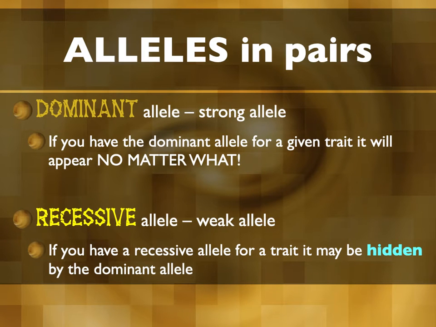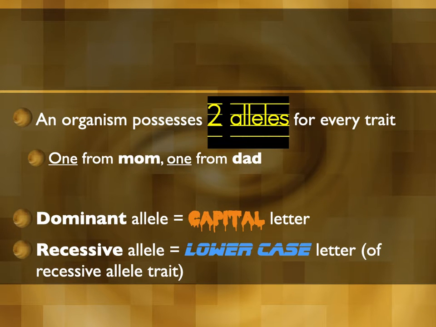Alleles come in pairs, and typically one is dominant and one is recessive. The dominant one is the strong allele, and if you have that dominant allele for a given trait, it will appear no matter what. The recessive is the weak allele, and if you have a recessive allele, it can be hidden by the dominant allele. Any organism possesses 2 alleles for every trait because you get one from mom, one from dad, just like we learned you get 1 chromosome from mom and 1 chromosome from dad. These are represented by dominant alleles being capitalized and the recessive allele being the lowercase letter.